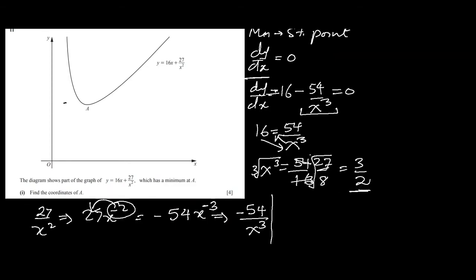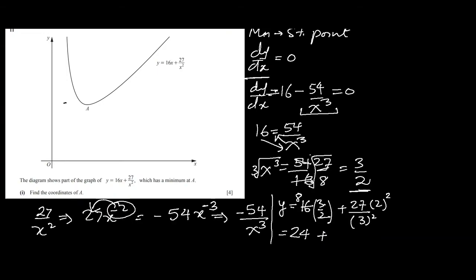To find the y coordinate of this, we will substitute this 3 over 2 here in the equation of the function. So y equal to 16x, x is 3 over 2, plus 27 over x square, that means 3 over 2 square. So I will put 3 square here and 2 square on top. That's what we can do. Denominator of a denominator is numerator. And that will make a simplified version of this. So 2 and 16 cancel out.